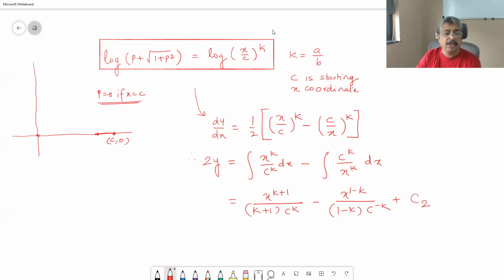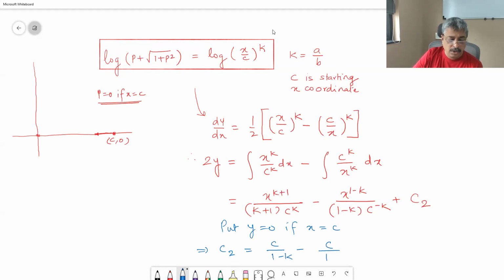Now what is the condition here to deal with this? y is equal to 0. Put y is equal to 0 if x is equal to c, right? And therefore you will get c2 is equal to c upon 1 minus k minus c upon k plus 1, which is equal to 2kc upon 1 minus k square.